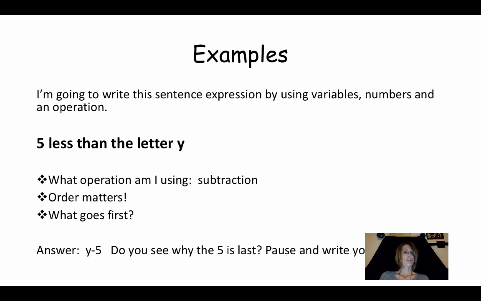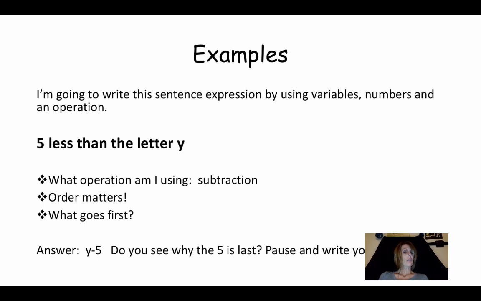So we've got to make sure that when we see these subtraction ones, we're putting the variable and the number in the right place. So we need to know what goes first. So the answer is y minus 5. And can you see why the 5 is last? I want you to pause and write your answer. Why is the 5 last?